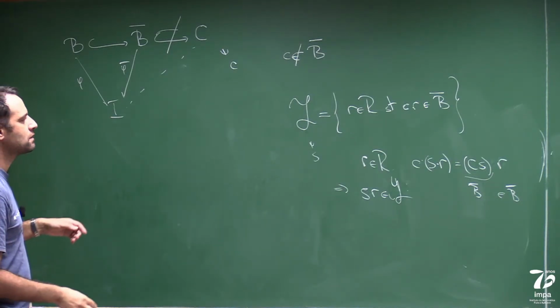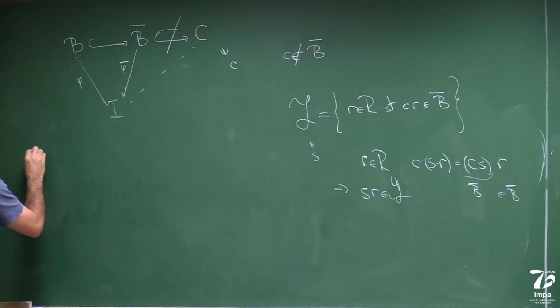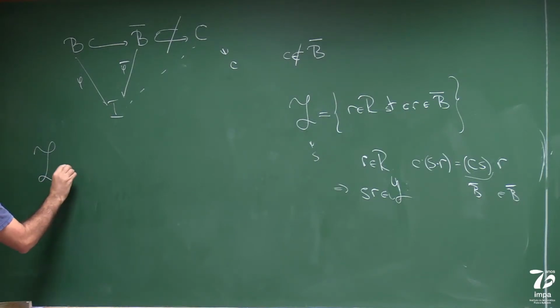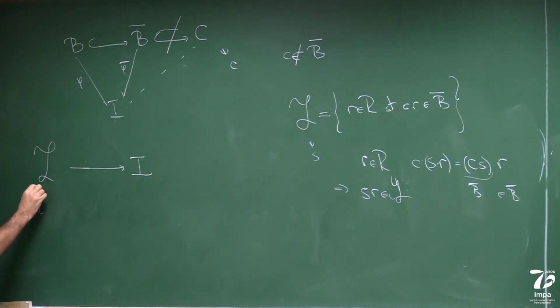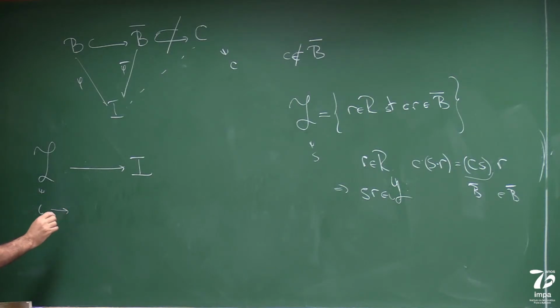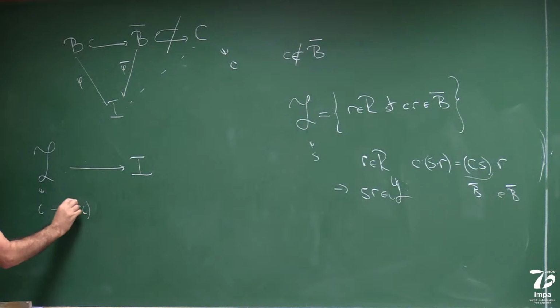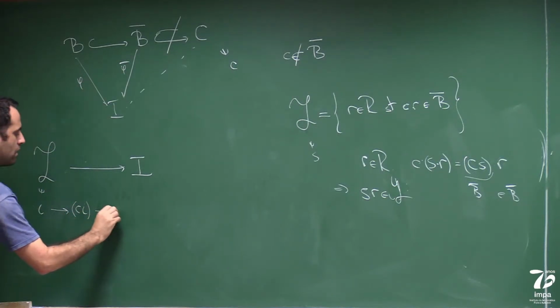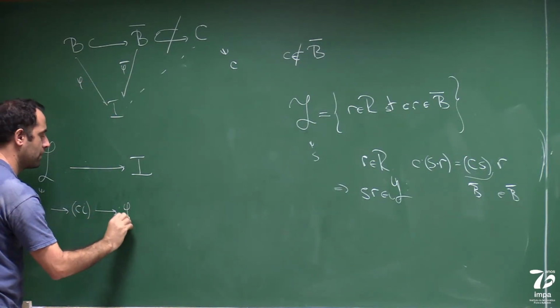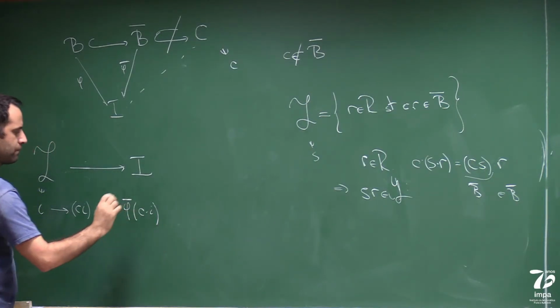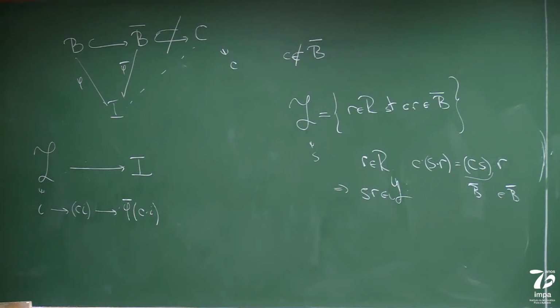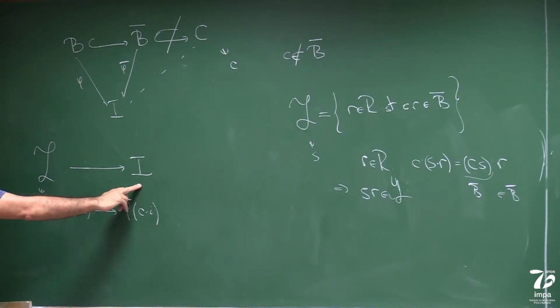Well, I can always do this. If you give me an element in here, I want a map from here to I. Let's say that you have an element here. Then what you can do is apply it to C, which is in B bar, and now you can apply phi bar. So that's a map from this to this.